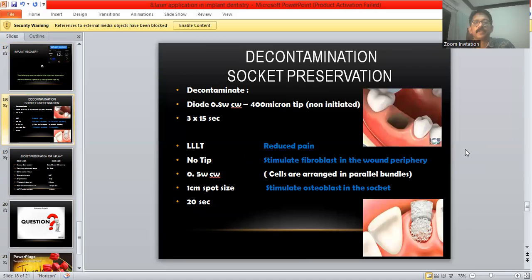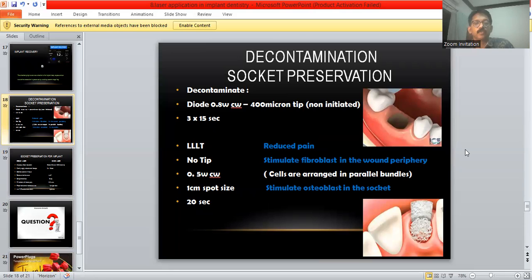Now we'll come to another application, socket preservation. Soon after extraction, you may need to preserve the socket by applying graft and membrane. Before going for such a grafting procedure, you have to make sure that the socket is sterile to prevent infection of the graft itself. So you have to decontaminate. The setting for decontamination with the diode is 0.8 watt continuous wave using a 400 micron tip, and the tip is non-initiated.